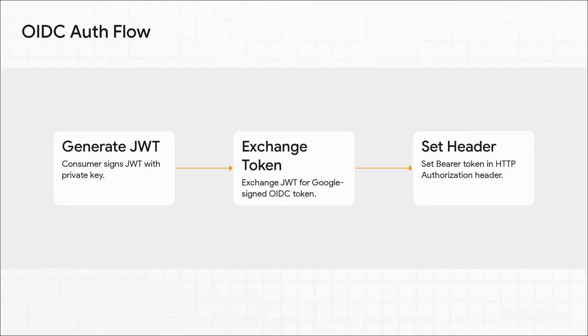Let's move on and see how this builds in practice. The complex OIDC authentication flow really just breaks down into 3 straightforward steps. First, the API consumer generates a JSON Web Token, a JWT, and signs it with their private key. Second, they send that over to Google's OAuth endpoint and exchange it for a fresh, Google-signed OIDC token. Finally, step 3, the consumer takes that OIDC token and sets it right in the HTTP authorization header of their API request. IAP validates it at the edge, and you're safely through the gates.